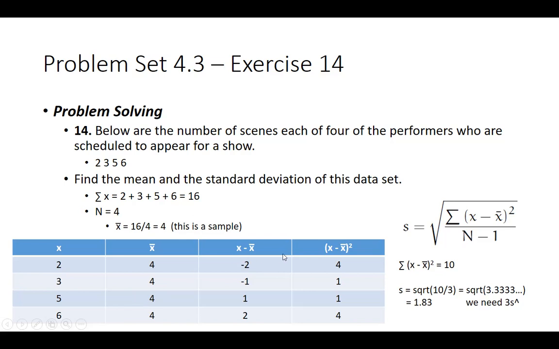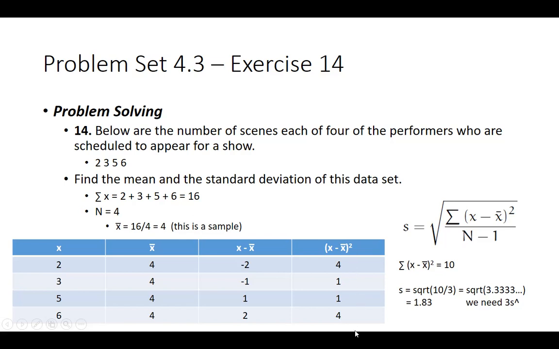That enables us to go on and find standard deviation. The next step is a column for x minus x bar. 2 minus 4 is -2. 3 minus 4 is -1. 5 minus 4 is 1. 6 minus 4 is 2. Then we have a column for the squares. We have to square the differences. -2 squared is 4. -1 squared is 1. 1 squared is 1. 2 squared is 4.